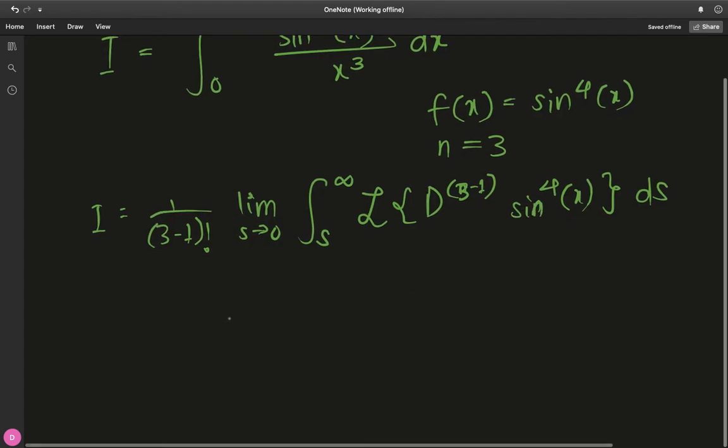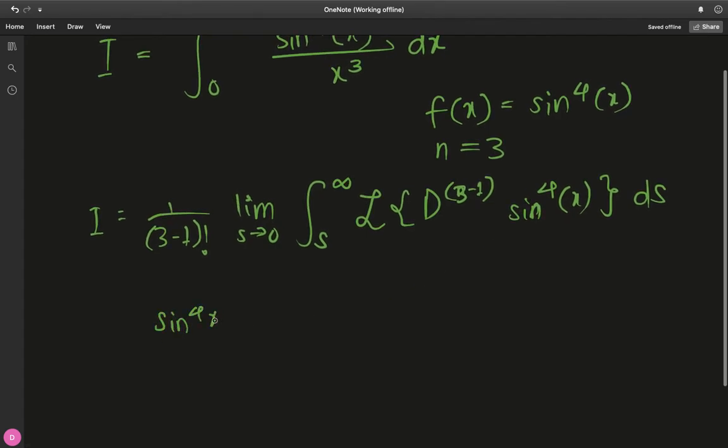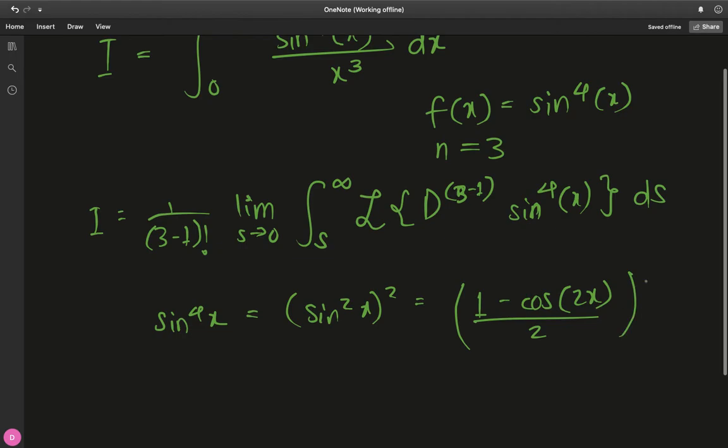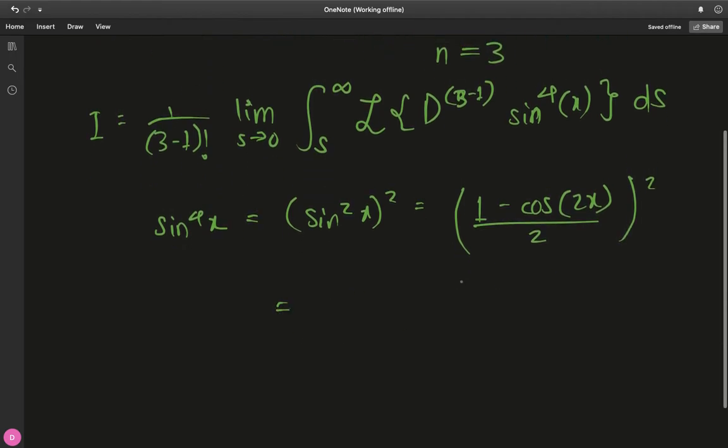But let's simplify this first. Sine to the fourth of x is nothing but sine squared of x, the whole thing squared. And by trigonometric identities, sine squared of x can be written in terms of double angles as 1 minus cosine of 2x over 2, but the whole thing squared. We can pull the 1 over 2 outside. This becomes 1 over 2 squared, which is 1 over 4 times the square of the inner part. So 1 minus 2 times cosine of 2x plus cosine squared of 2x.